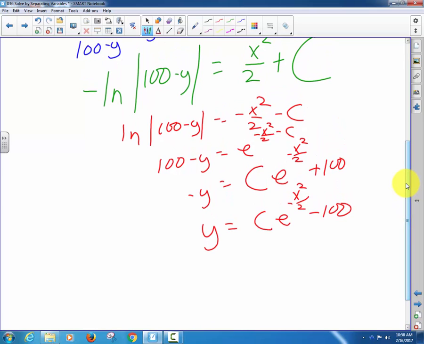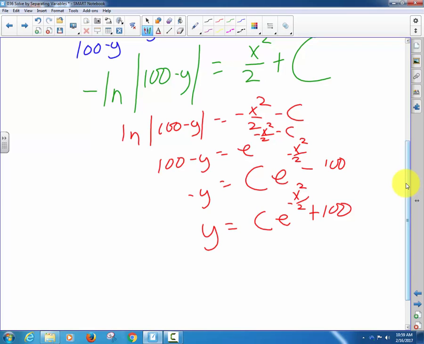y equals C e to the negative x squared over 2 minus 100. Questions? Ask them, because I've got one for you if you don't have one for me. It'd be plus 100, because you subtract 100 to go to the right side, and you divide by negative 1. So we would subtract here, we'd add there. Okay, I'll buy that. Yes, I like that better.